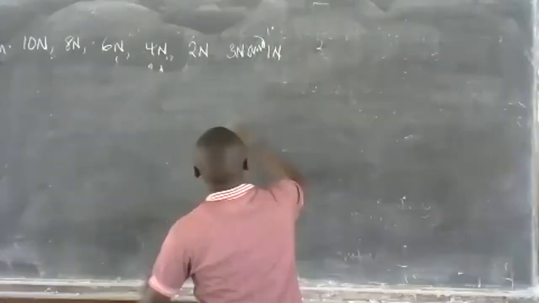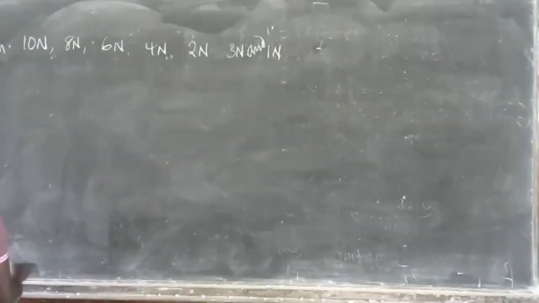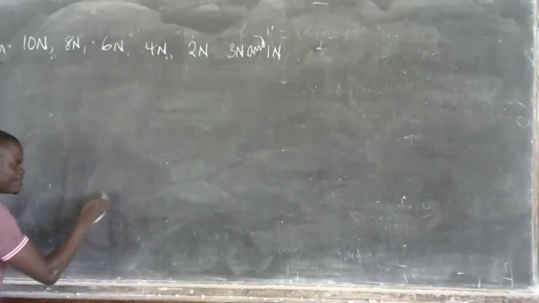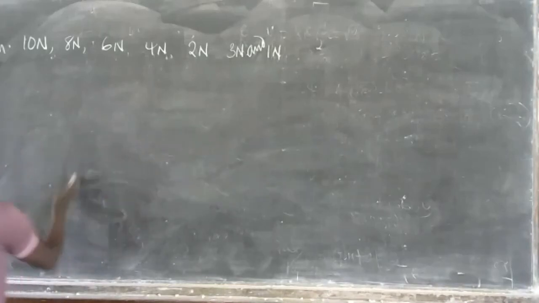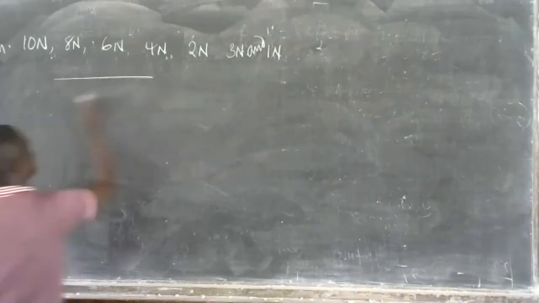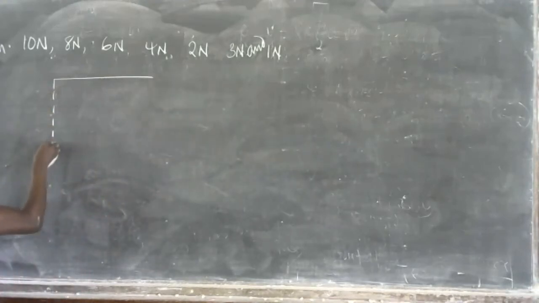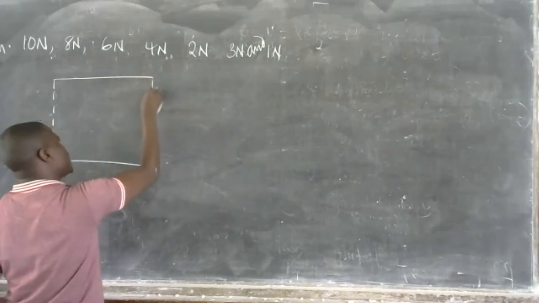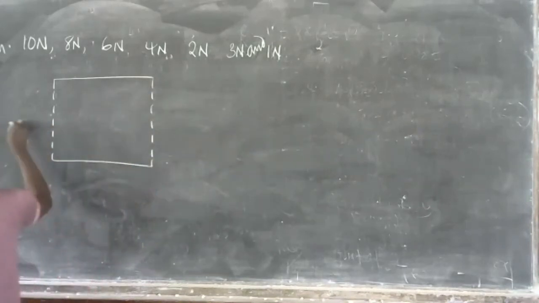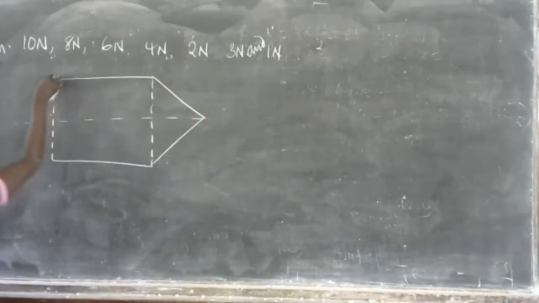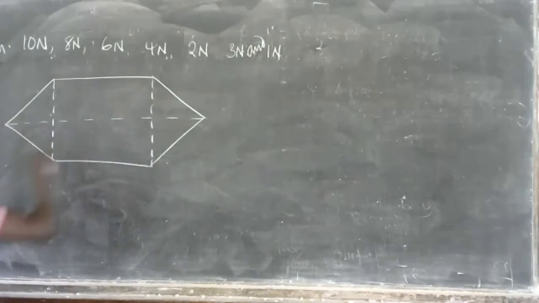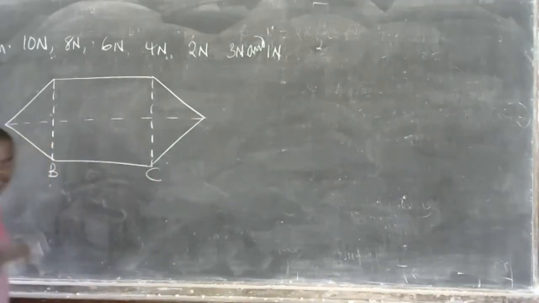And in that question, they have mentioned where the line of action cuts BC. So we better make this the horizontal. So this is what we have. Better make that side, BC, the horizontal.